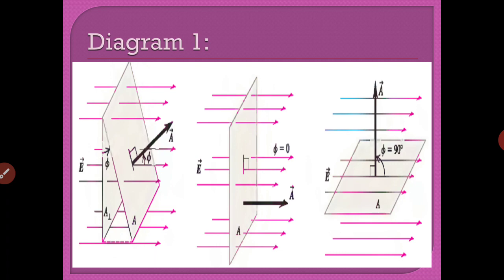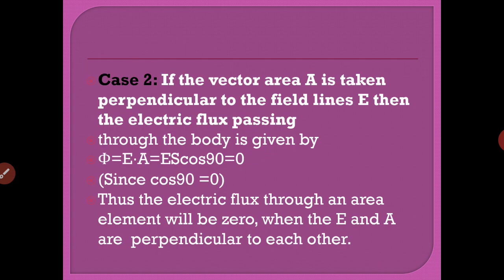In the third diagram, if you look here, the unit vector area and the field lines are making angle 90. So in this case, when we put it in the equation, EA cos 90 is equal to 0. So in the third one, the minimum flux or zero flux will be there. Its mathematical equation is in this slide. Cos 90 is equal to 0.